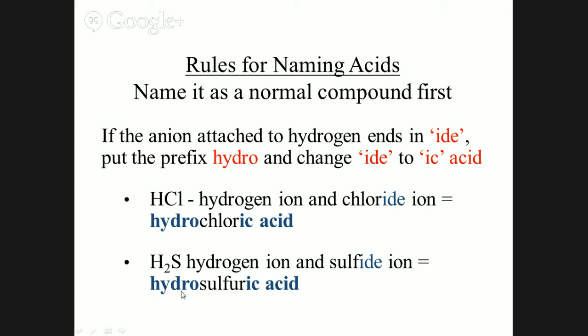Here I have a hydrogen ion and a sulfide ion. That becomes hydrosulfuric acid. Again, since all we've got besides the hydrogen is just elements, they're not polyatomic, they're not ending in ATE or ITE, I put a hydro in front, change the "ide" to "ic", and then also say acid.